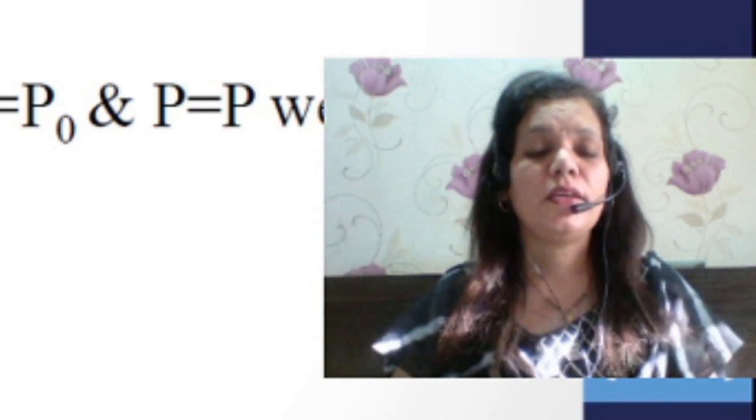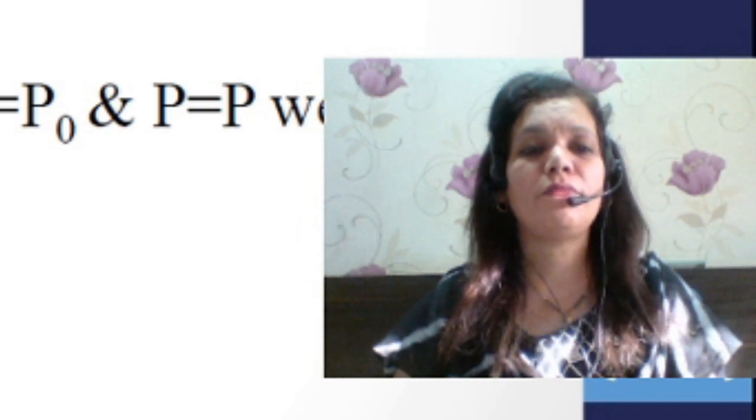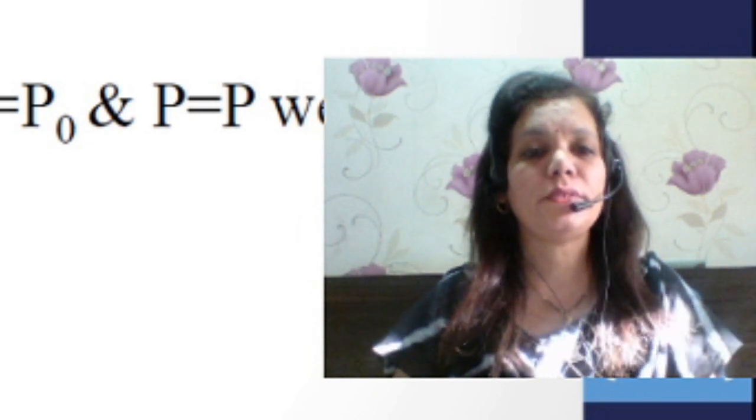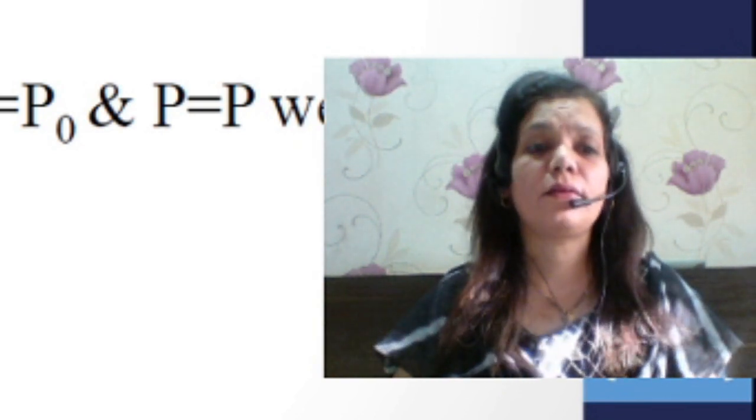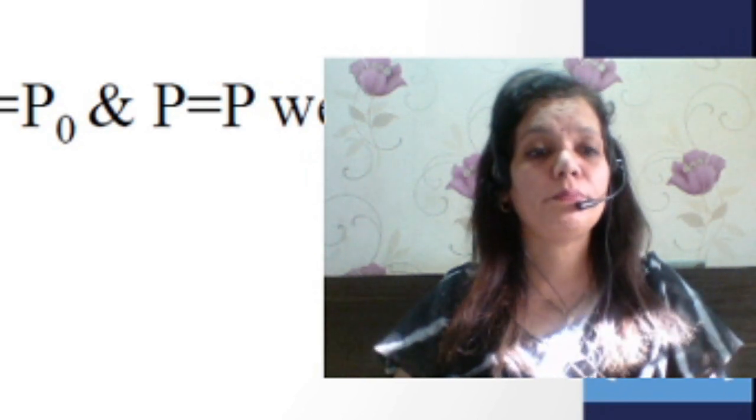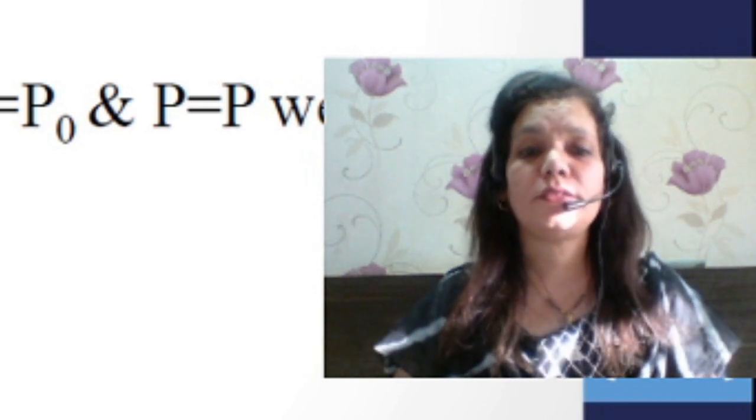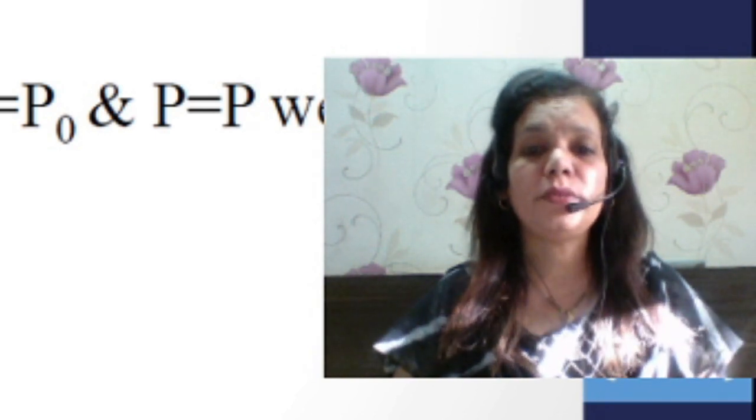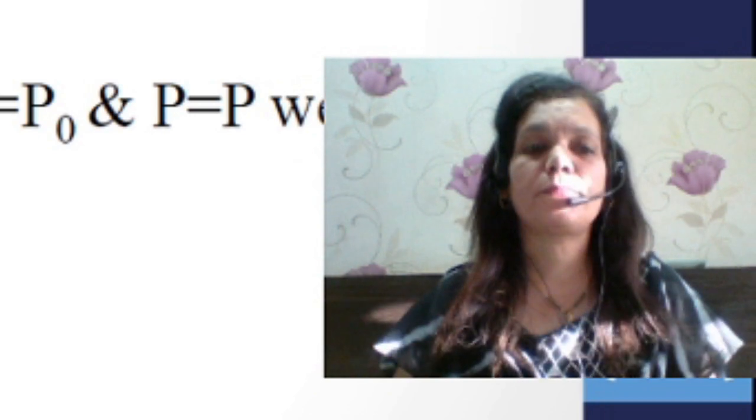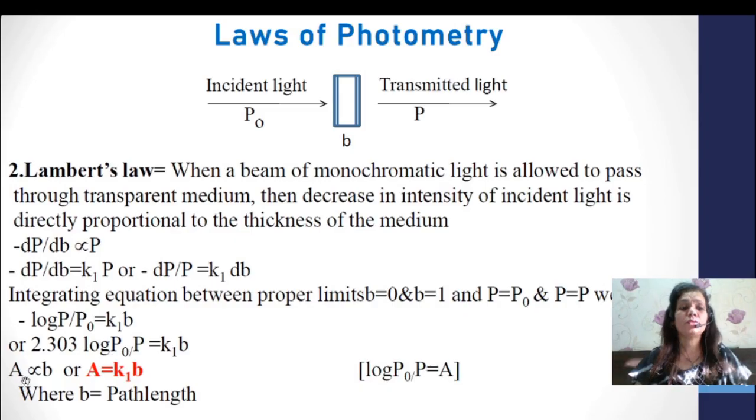If we integrate this between proper limits, B as 0 to 1 and P as P0 to P, we get minus log P upon P0 equal to K1 into B. Changing from log to the base e to log to the base 10, we get 2.303 log P0 upon P equal to K1 B, where log P0 upon P is nothing but absorbance. So absorbance is directly proportional to the thickness of the media. This is what the first law, Lambert's law, tells us.